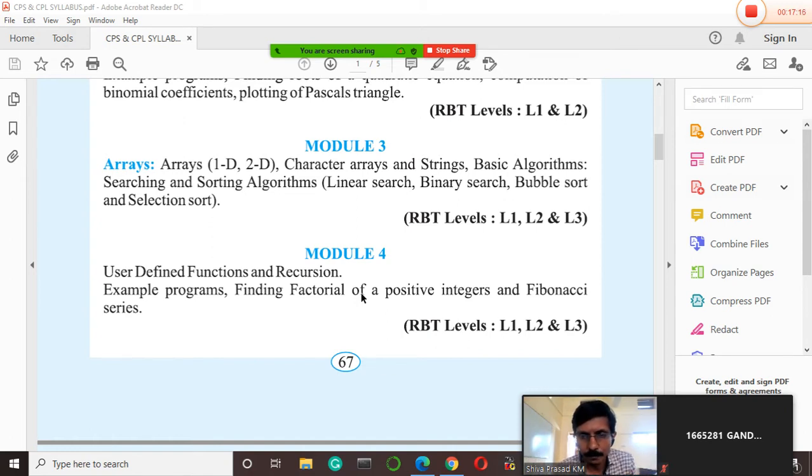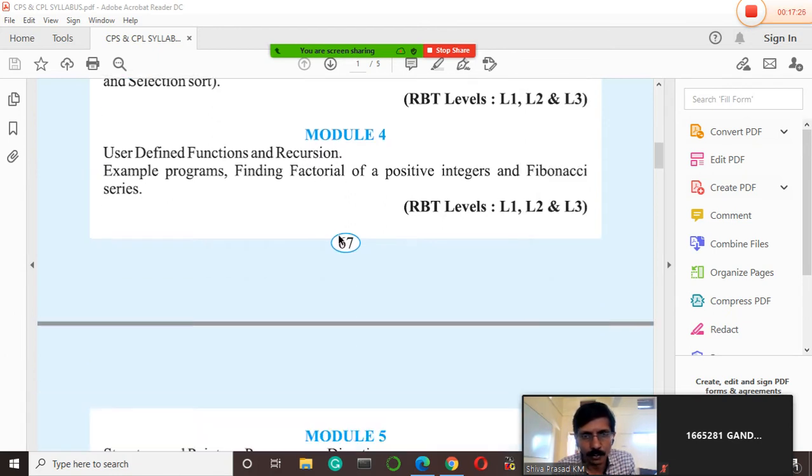Along with that, we will be discussing how to find the factorial of a given number and how to find the Fibonacci series. All these things we will be discussing in this module 4.